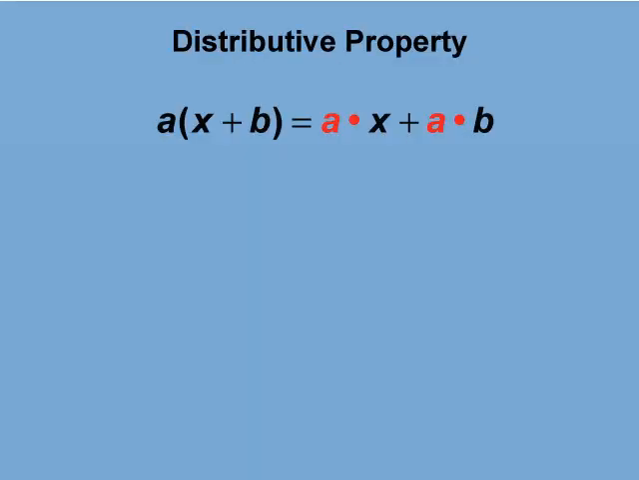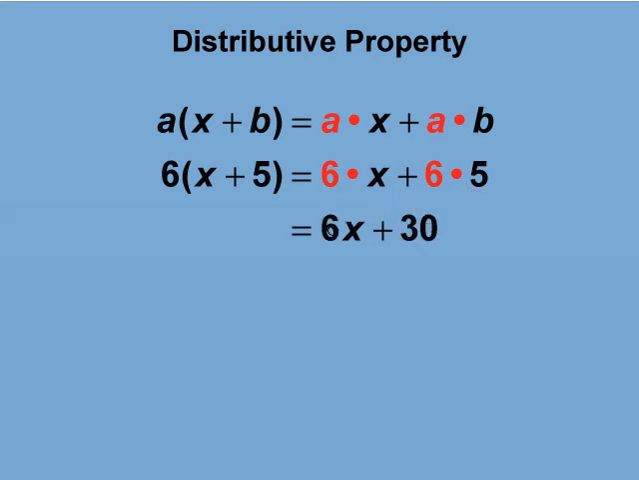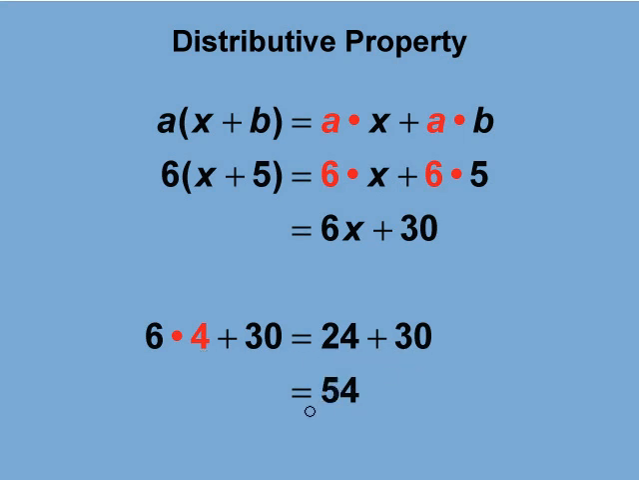Using the distributive property with an expression of this form has the a term distributed to each of the terms in the variable expression. So we take 6 and distribute it to the x and 5 as shown here. The result is 6x plus 30. We evaluate the expression for x equal 4, as shown here. We get 24 plus 30, which is equal to 54.